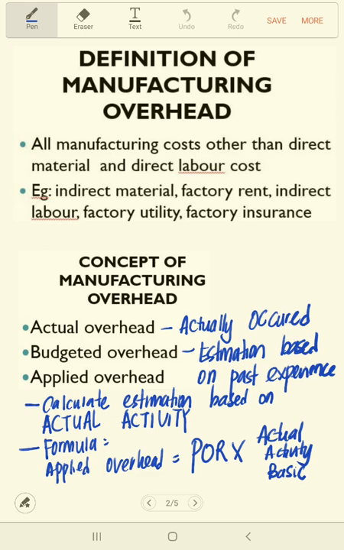Last, applied overhead. Applied overhead is a calculated estimation based on our actual activity base. The formula that you need to remember for applied overhead is POR, the predetermined overhead rate, multiplied by the actual activity base. I will further explain this in the next slide.